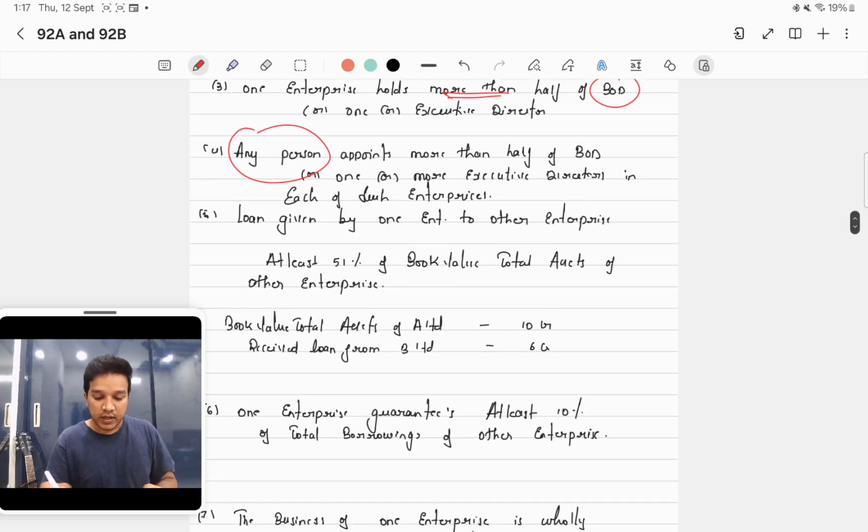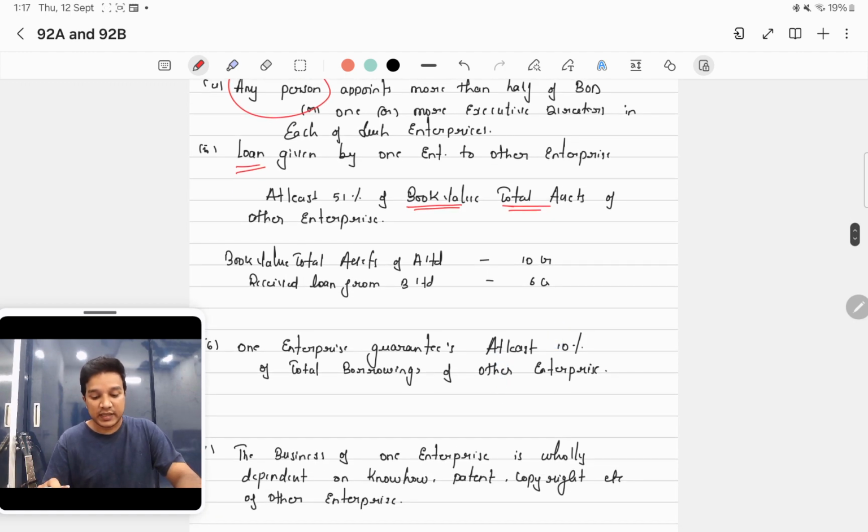Simple. Now loan. This is one tricky point. When a loan is given by one enterprise, if it is more than 51% of the total assets of the other enterprise, then in that case both of them will become associate enterprises.